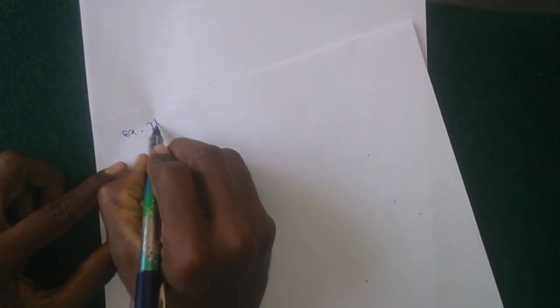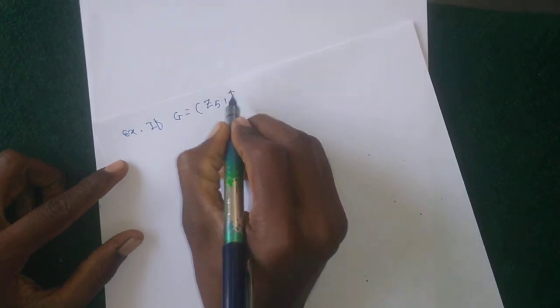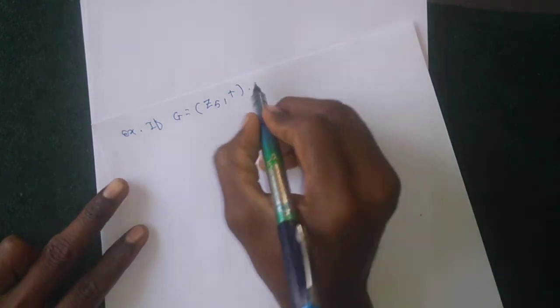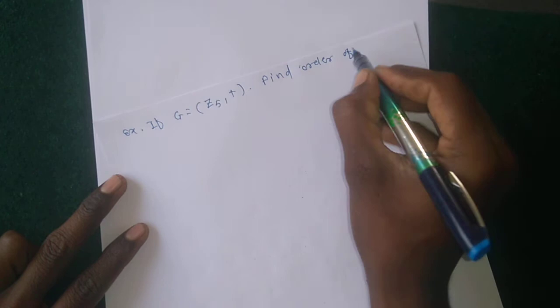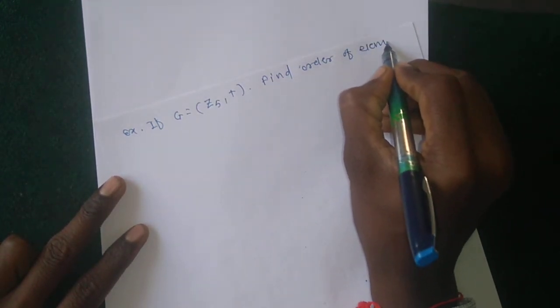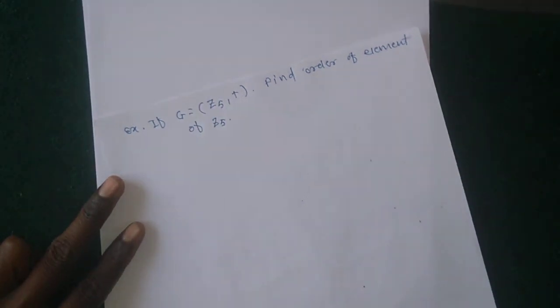Okay, similarly, next example. If G equals Z5 with respect to addition, this is the set of integers modulo 5. Find the order of any element of Z5. How do we find it?